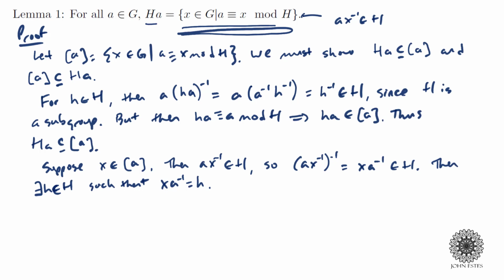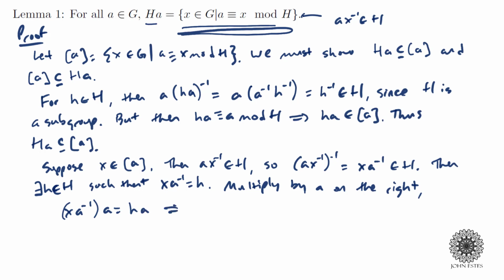So now, when you multiply both sides, let's multiply by A on the right. We get X A inverse times A equals h times A, which implies X equals hA. So wait a minute, that means X is in the coset HA. Okay, so there we have it. Thus, HA is equal to the equivalence class of A, because we've shown it from both sides, right? Alright, so there's a proof of Lemma 1. And I hope that makes sense.